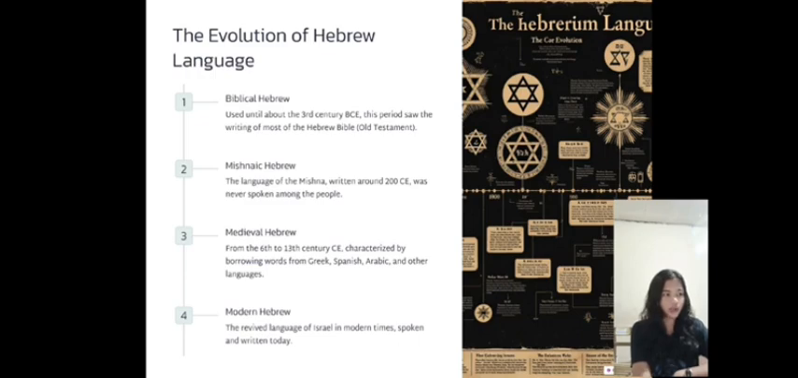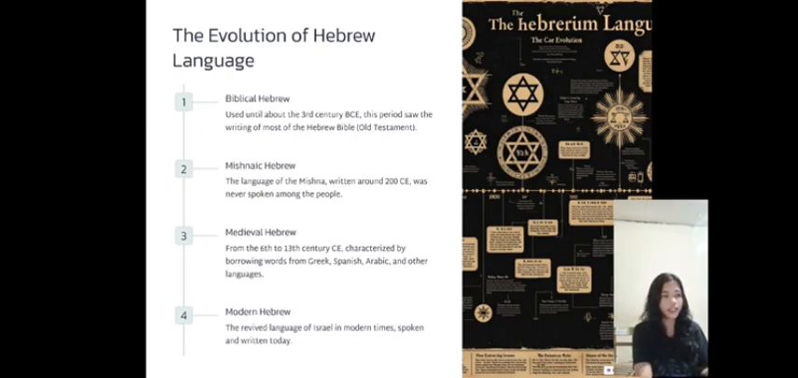The Hebrew language in the biblical or classical period was used until about the 3rd century BCE, in which most of the Hebrew Bible, or the Old Testament, was written in Hebrew. Second, we have Mishnaic or Rabbinic Hebrew, the language of the Mishnah. The Mishnah is a collection of Jewish tradition or Jewish laws. It was written about 200 CE. This form of Hebrew was never used as a spoken language among the people.